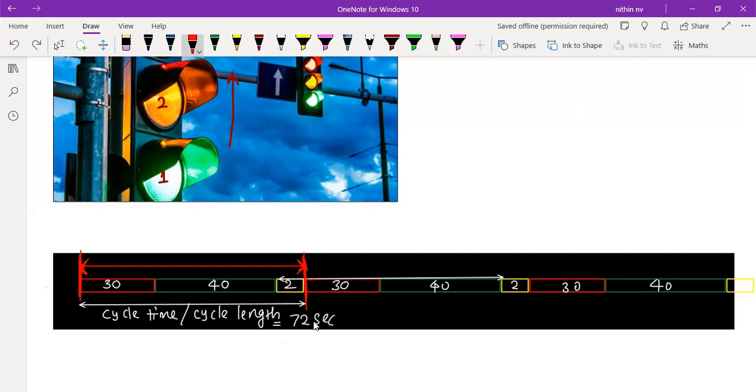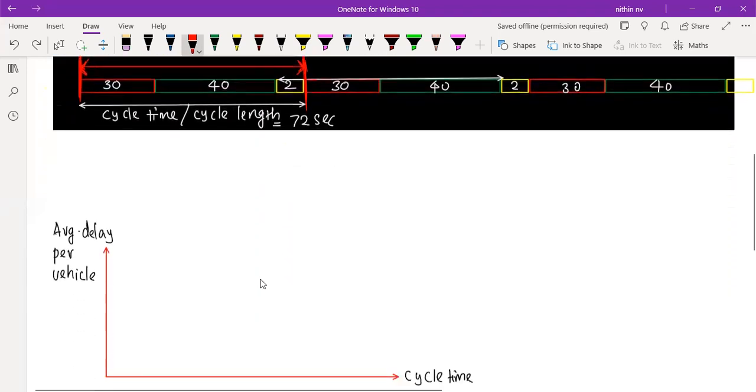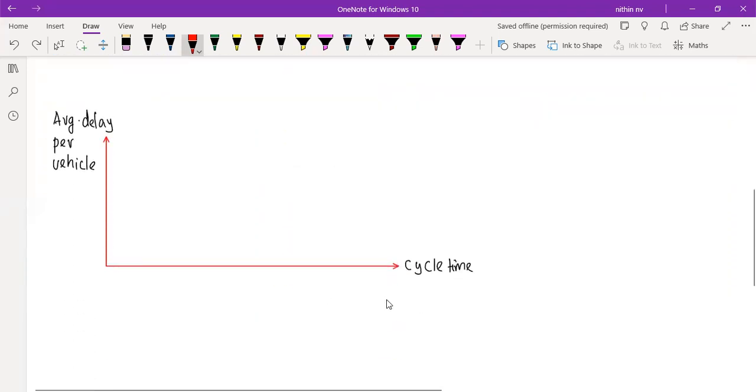That's it. And what should be the duration of this cycle length? What is the best duration? Suppose I take a graph like this, where average delay per vehicle I put on the y-axis and cycle time or cycle length I put on the x-axis.